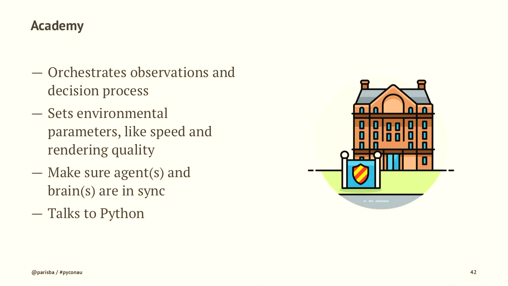The academy is also where you set environmental-wide things, like, you know, rendering quality and speed and stuff, because when you're training, you want it to go very fast, and when you're inferring, you probably want to look at your simulation and see it at a speed a human can comprehend. The academy also has an inter-process communication which talks to Python. So remember, this is all sitting within Unity, so we need to talk to Python somehow.